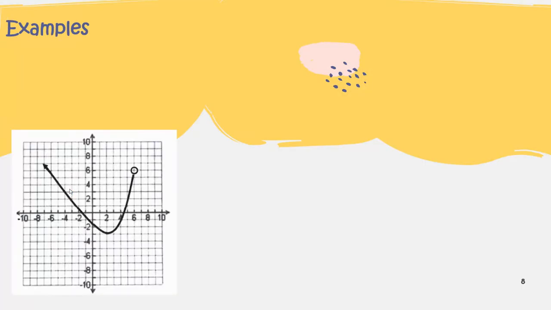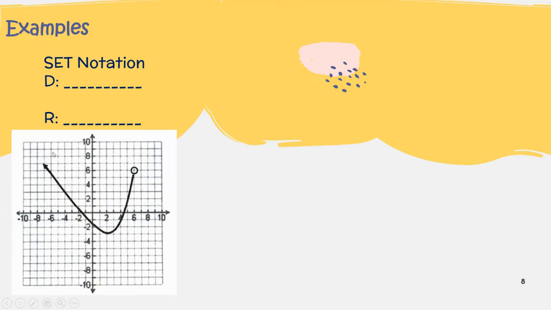Let's look at some domain and range examples. We've got our graph here, and let's look at set notation first. Remember, that is our parentheses and our brackets. Domain is our x values that we're writing from left to right.